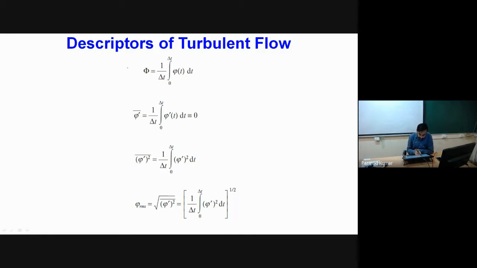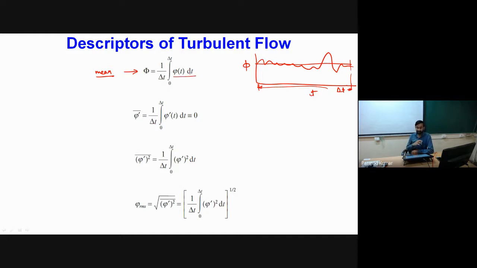Okay, so the very first parameter over here is something which we call the mean value. As I told you, if we have some fluctuation of phi with t, and we take some time period delta t and take the average of these fluctuations over that period, that is defined by this mean value. So phi mean is nothing but 1 divided by delta t, integration from 0 to delta t of phi(t) dt. This is the time average, the time-average representative of the parameter.